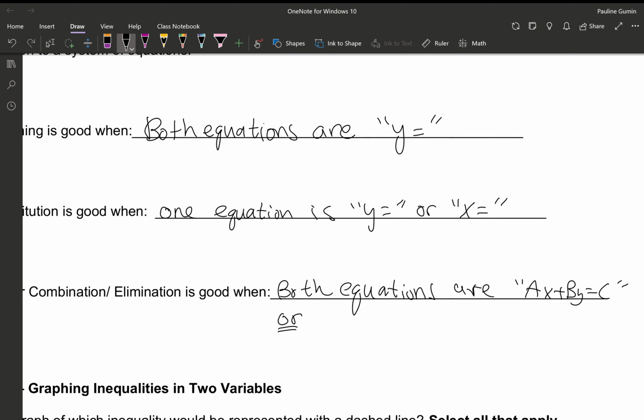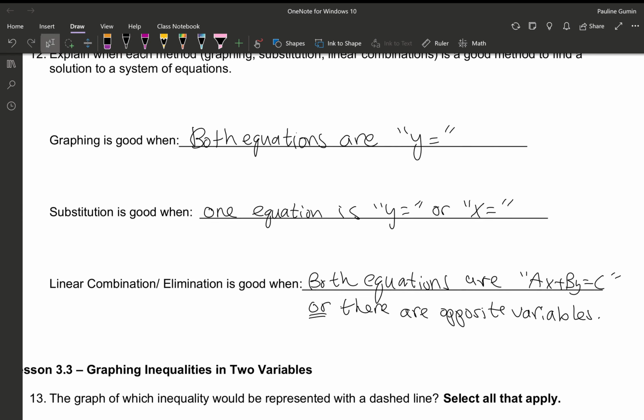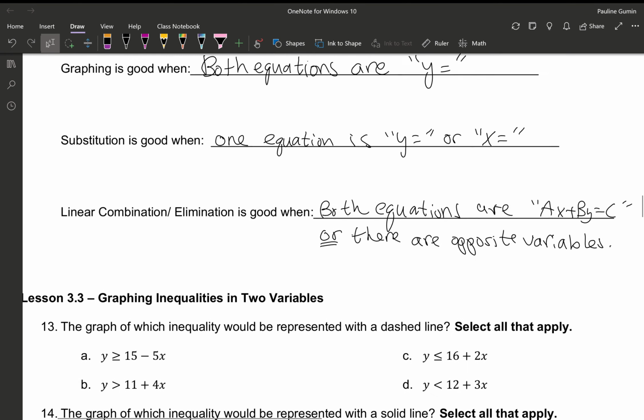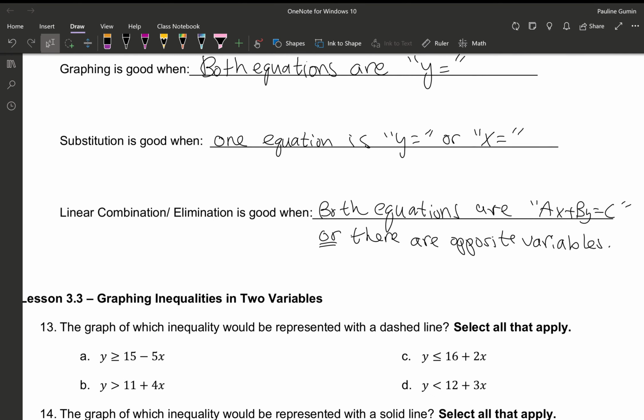Or I would take this answer, there are opposite variables. Linear combination is one of the better ones. This one can be used whenever. Graphing also works, but it's not as easy to do by hand. But linear combination, elimination, is always really easy, and it just, okay, maybe it's not really easy for everyone, but I think that it's one of the good ones. It can be used for almost any situation.